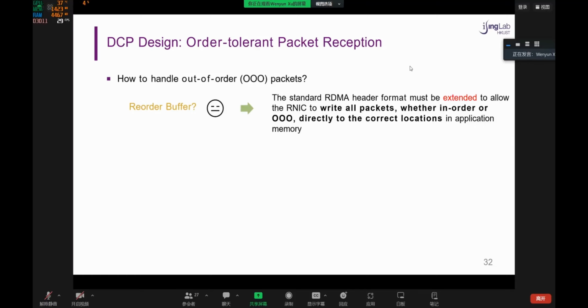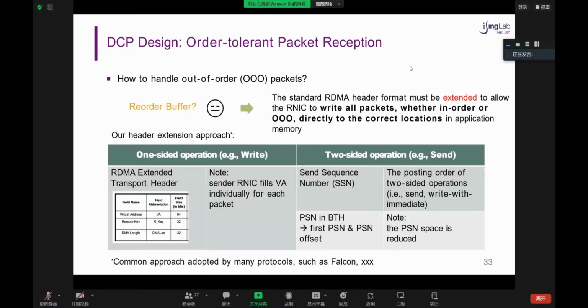To address this issue, the team chose to extend the standard RDMA header, allowing the RNIC to write all packets, whether in order or out of order, directly to the correct locations in application memory. This eliminates the need for a real buffer. This kind of header extension is a common approach adopted by many protocols, such as FileSyn and so on.